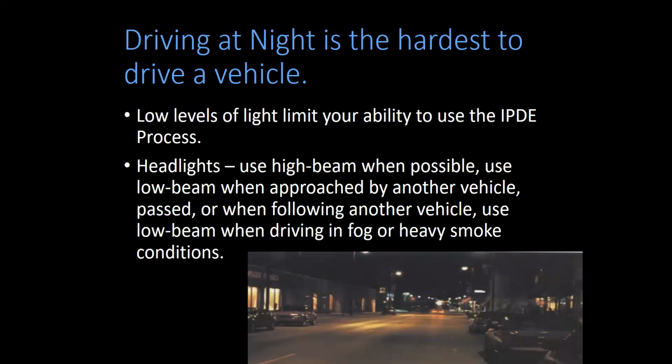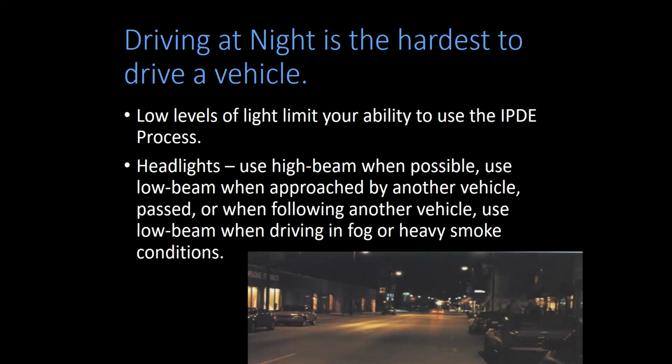Driving at night is the hardest to drive a vehicle. Low levels of light limit your ability to use the IPDE process. Headlights: use high beam when possible, low beam when approached by another vehicle or being passed, or when following another vehicle. Use low beam when driving in fog or heavy smoke conditions. So the only time you use your high beam headlights is when you're driving at night when no other car is around. You should not use your high beam headlights during fog.